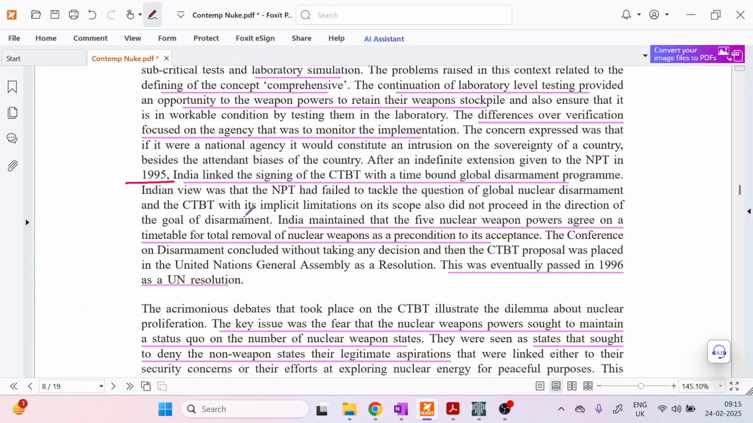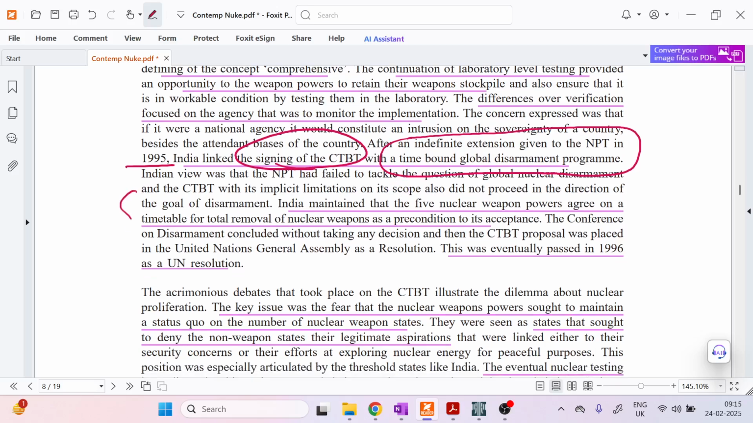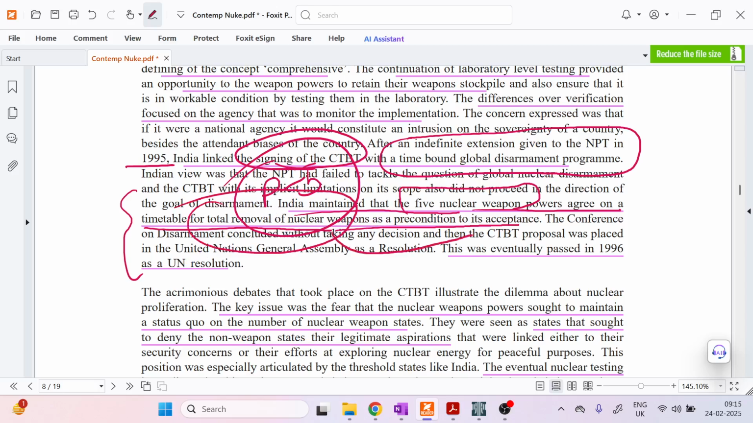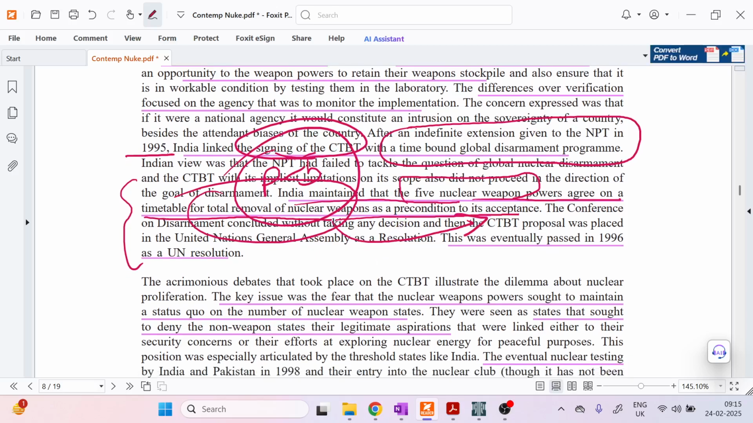Then in 1995, India objected and said that the signing of this treaty can happen in a time-bound global disarmament program. And herein, India maintained that the five nuclear weapon states should agree on a timetable for total removal of nuclear weapons as a precondition to its acceptance. Which means if the five members of the Security Council agree to dismantle all of their nuclear weapons, then this treaty can be accepted. And this proposal was placed in the UNGA, United Nations General Assembly, as a resolution, and finally passed in 1996 as a UN resolution.